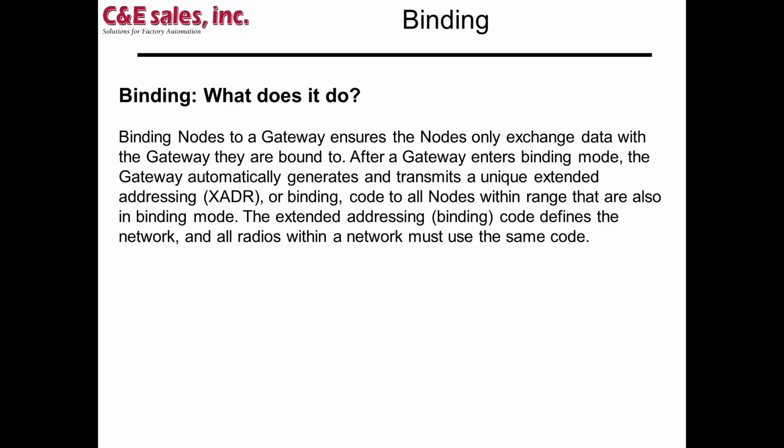And then there's something called extended addressing, which basically ties all the nodes and gateways into one bound network. And they can only talk to radios in that bound network and not radios outside of it. So if you've got 2 gateways bound to different nodes, then they only talk to those nodes.